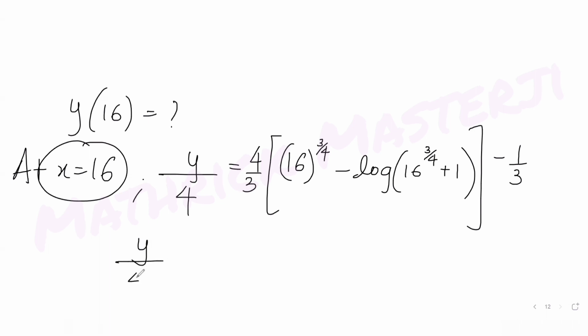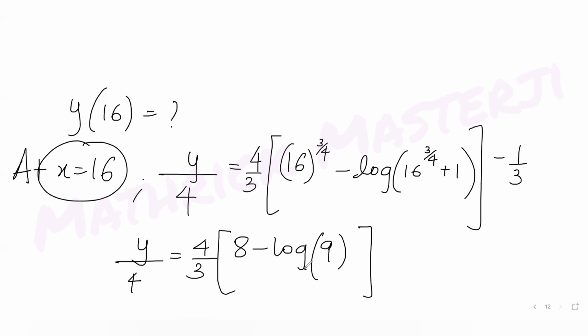Now if I solve for this, y over 4 is equal to 4 by 3 into 16 raised to 3 by 4. So the 4th root of 16 is 2, 2 cube is 8, minus log of 8 plus 1, which is 9. So you get log of 9 to the base e, minus 1 by 3. Now you have this entire thing.